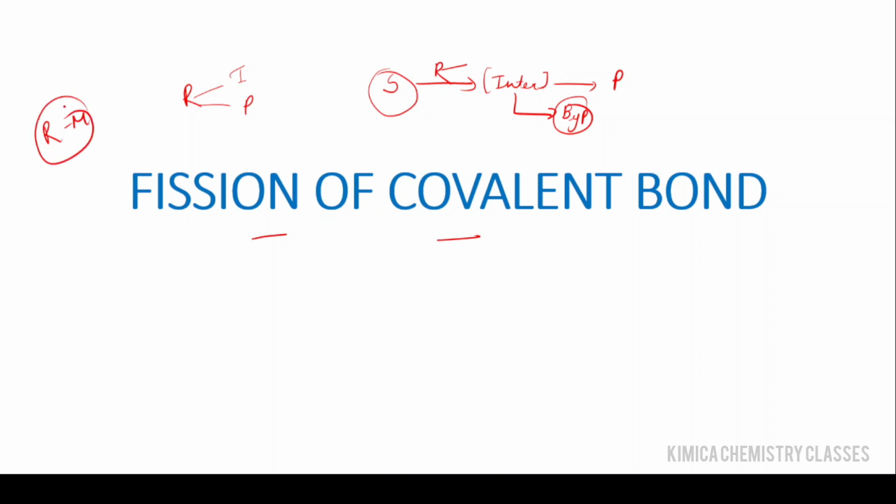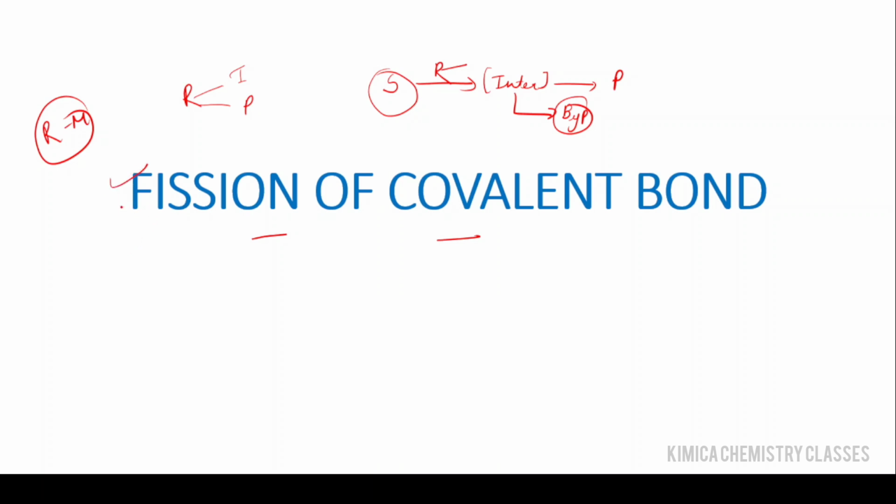A reaction mechanism is a step-by-step description of how a reactant is converted into product. It helps us understand which bonds are broken or formed, which intermediates are produced, and how electrons move during the reaction. So next our topic is fission of a covalent bond.